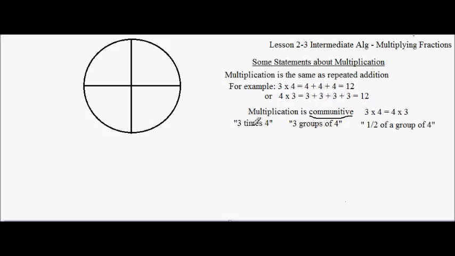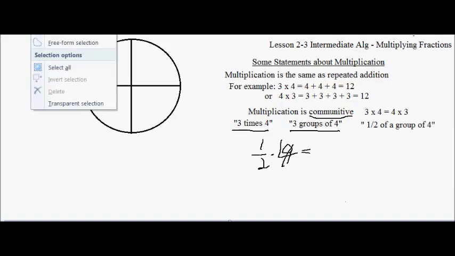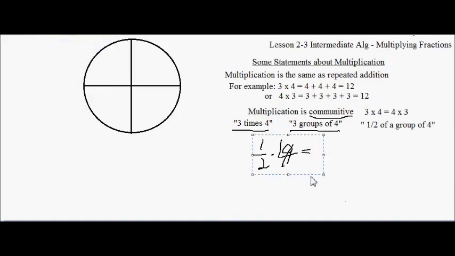The factors, the numbers, can be switched, and you get the same answer. Another very interesting thing about multiplication is you can use different words. Instead of 3 times 4, we could say 3 groups of 4, where the group is 4 and I have 3 of them. Or if I had 1/2 times 4, I could say 1/2 of a group of 4. I think that will make more sense as we go on.